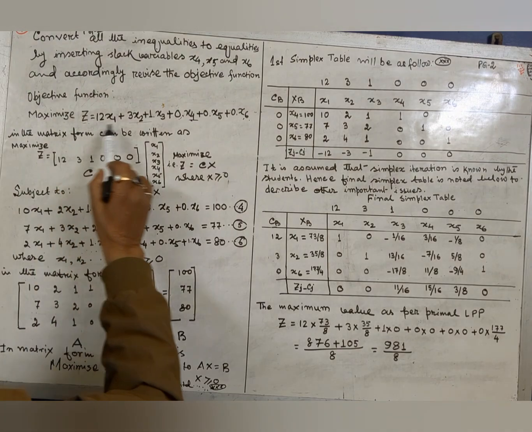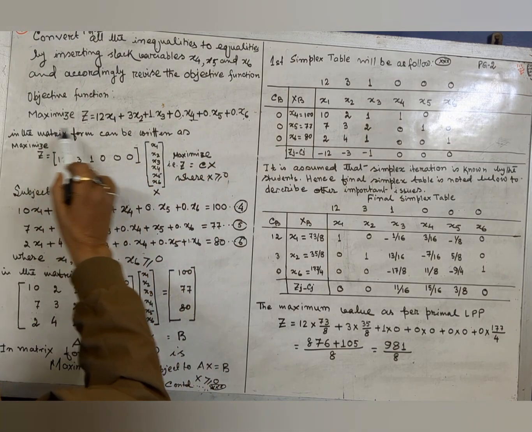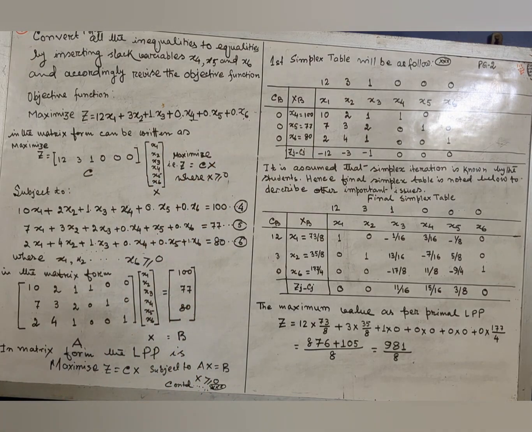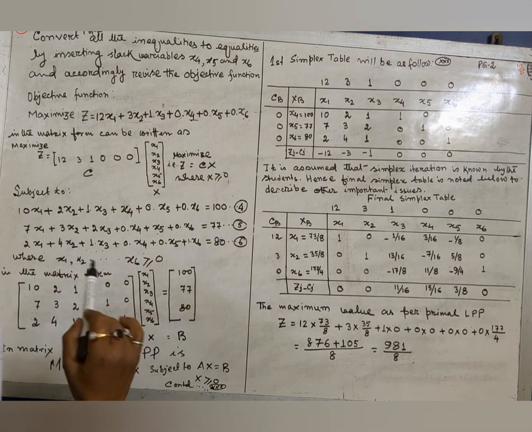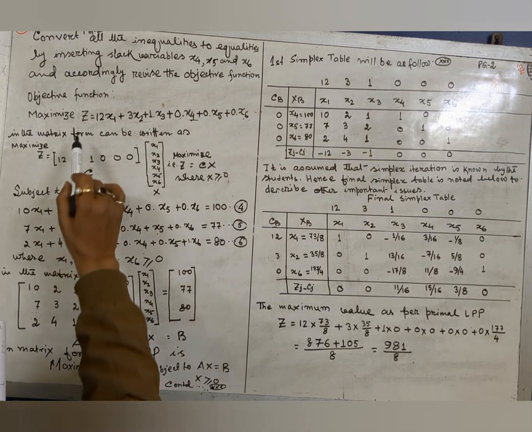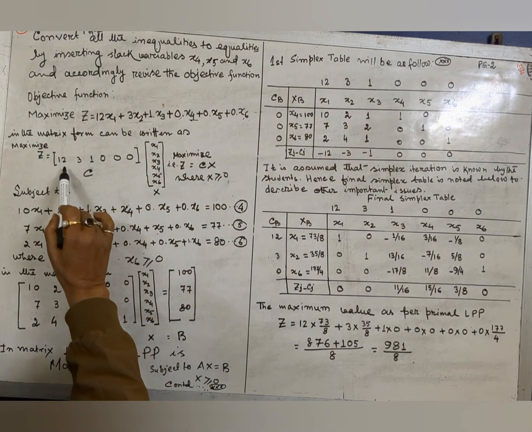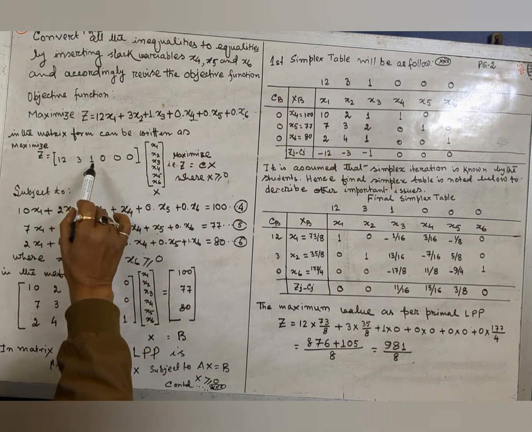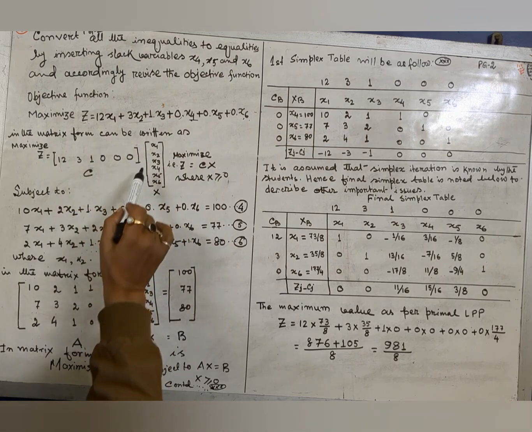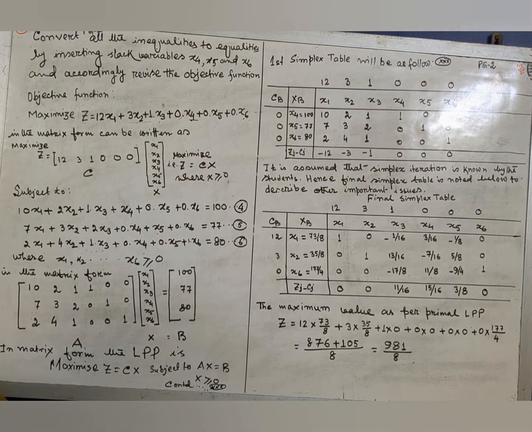Now we are showing this objective function and constraints in matrix form, because we will solve this linear programming problem by the simplex method, which is nothing but an application of matrices. If we write it in matrix form, this is the row 12, 3, 1, 0, 0, 0, and this is the column. If you multiply it, it comes to this.